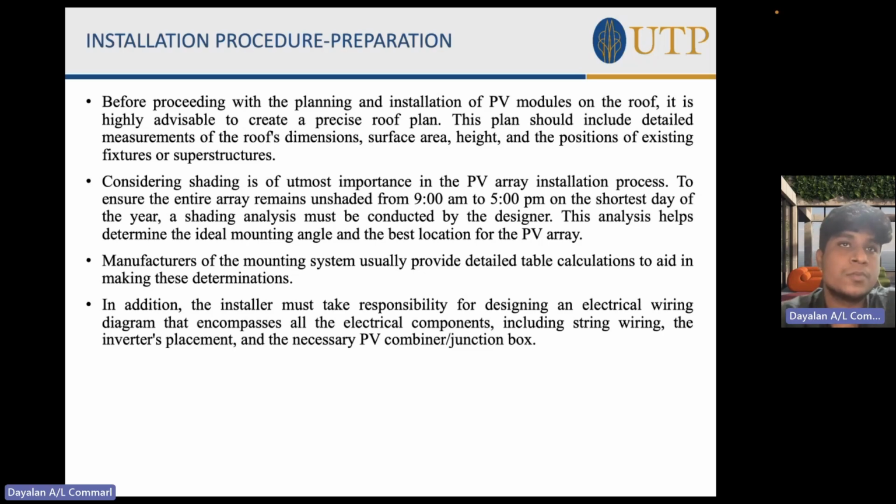Manufacturers of the mounting system usually provide a detailed calculation table to aid in making these determinations. In addition, the installer must take responsibility for designing an electrical wiring diagram that encompasses all the electrical components, including string wiring, the inverter's placement, and the necessary PV combiner junction box. Next, we have attaching roof hooks.